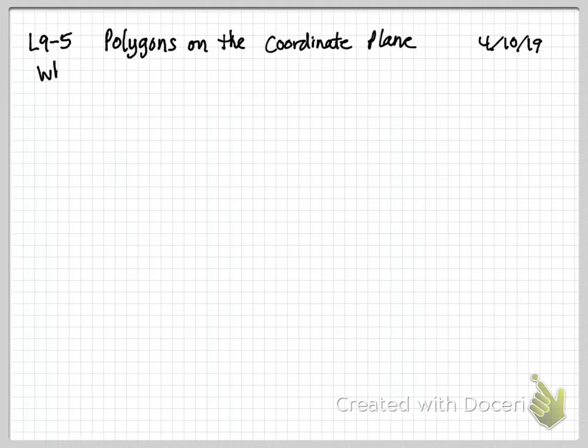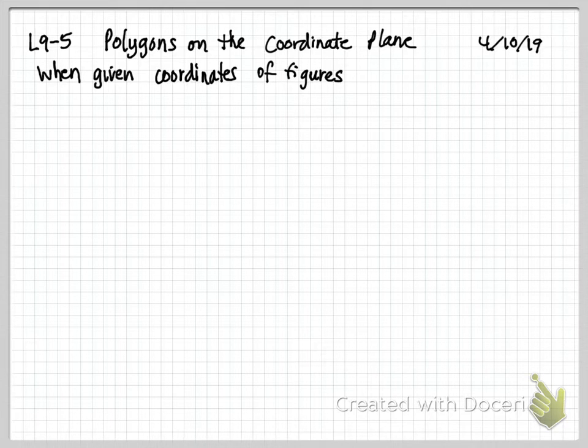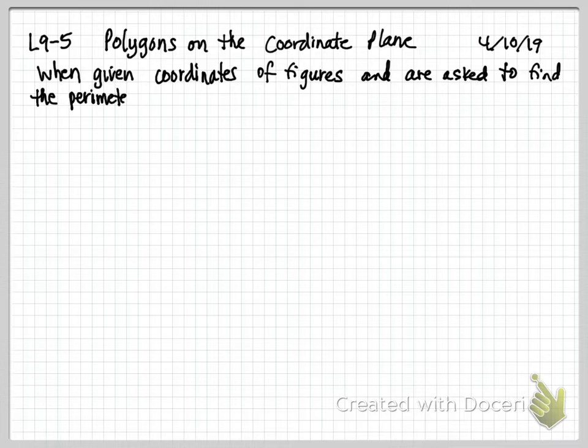So let me write that out. When given coordinates of figures, so coordinates are the location of the vertices, the points, and are asked to find the perimeter and the area. There are two ways to solve.